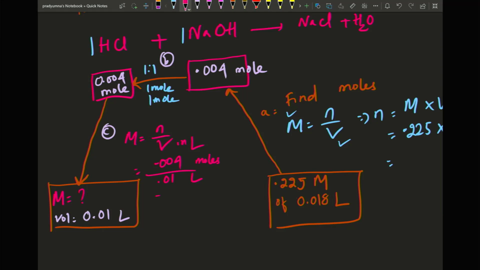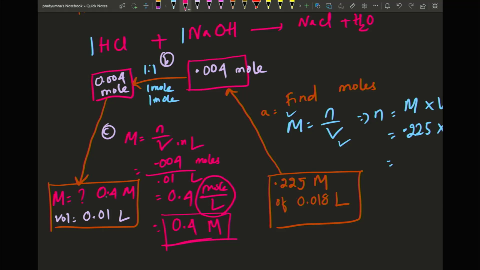So the answer is, my calculator is saying 0.004 divided by 0.01. So that's going to be 0.4 moles per liter. So either you write moles per liter or you can write 0.4 M. Okay, that is the answer, 0.4 M.